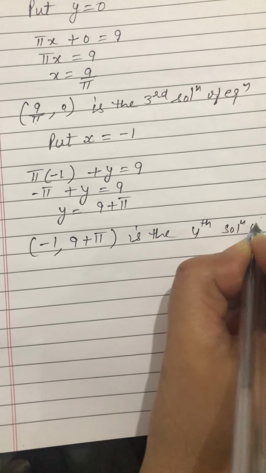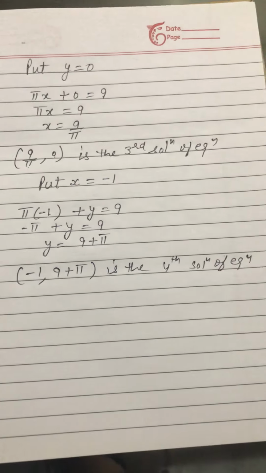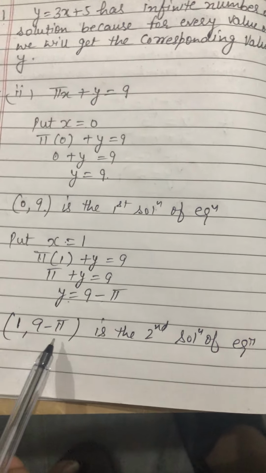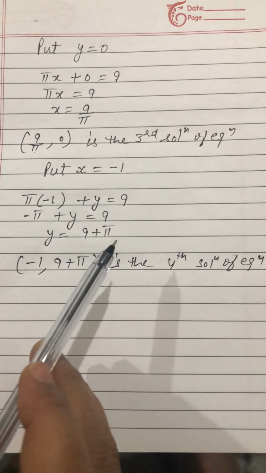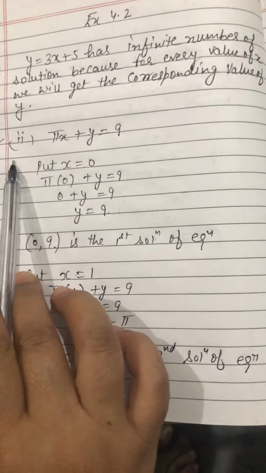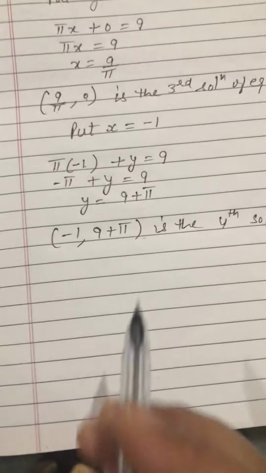is the fourth solution of the equation. So this is the first solution, second solution, third solution and fourth solution. In this question we have to find 4 solutions of every equation. So I have done the second part, and I hope you will be able to do the first and third parts yourself.